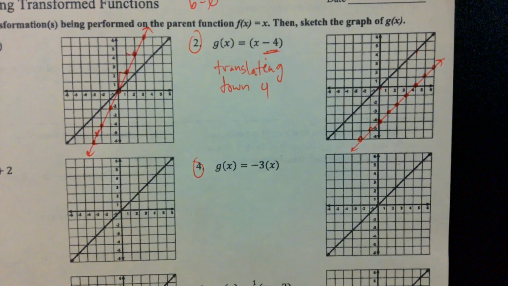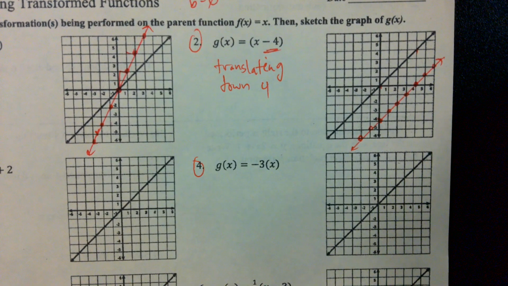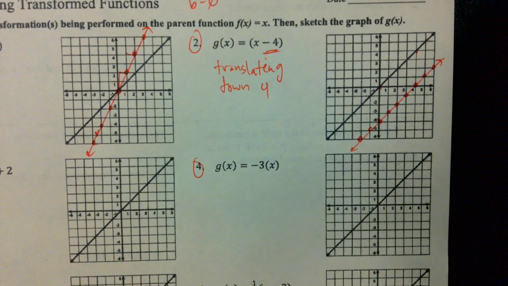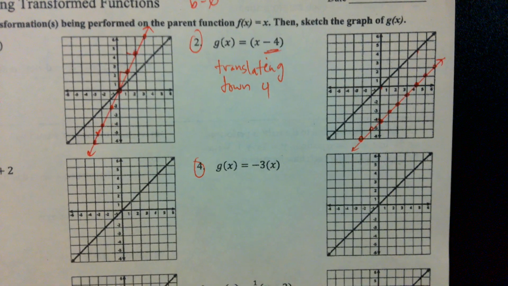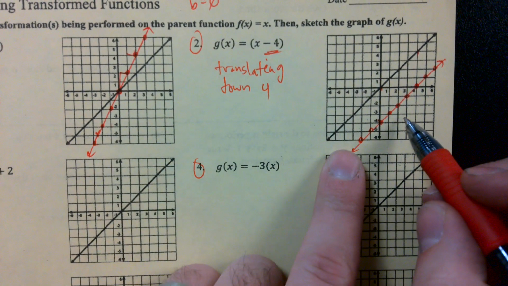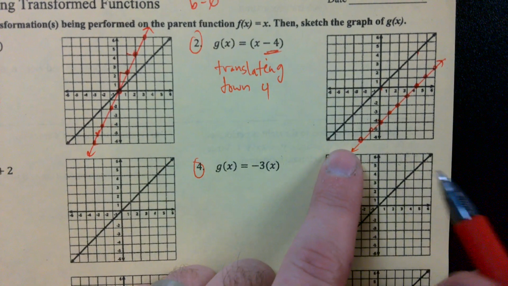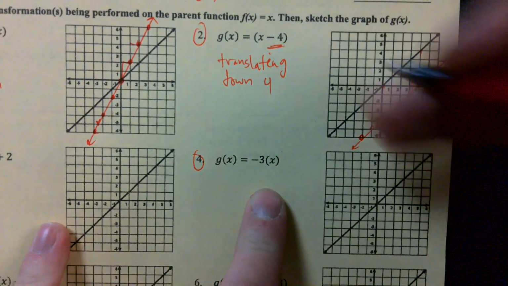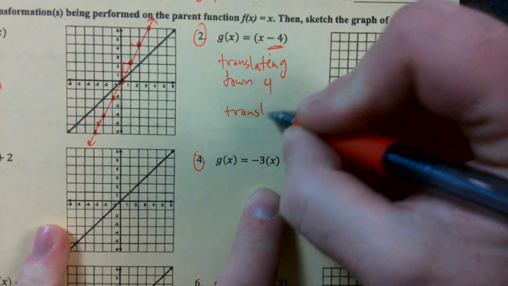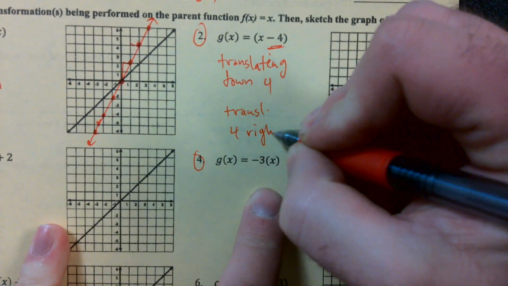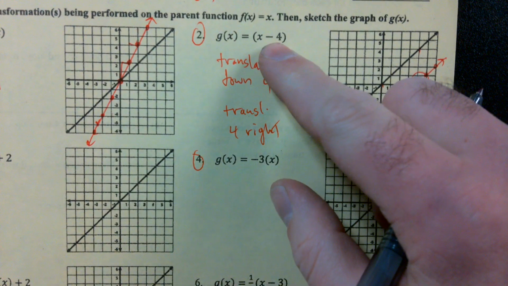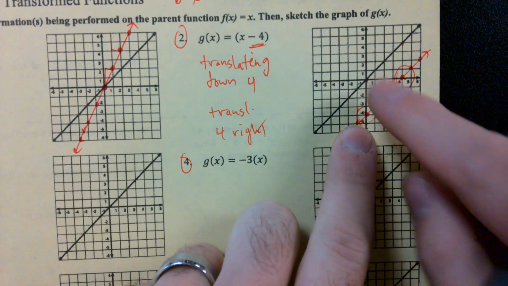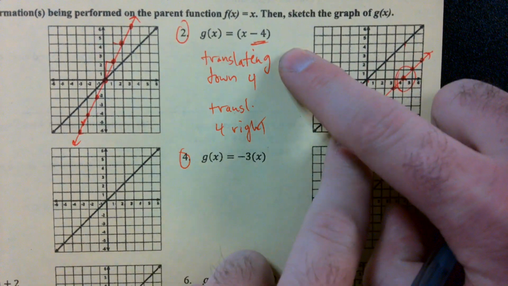Did you guys get anything different for number 2? No? What does the number inside the parentheses tell me I'm doing? Translating left and right. Thank you, Chloe. Does your graph still look like this if you went to the right? Yes, because look, my x-intercept is still 4. So I could also say I'm translating 4 right. Remember, a minus on the inside, we think opposite. So 4 to the right. So going down 4 and going right 4 in this case are the same thing.